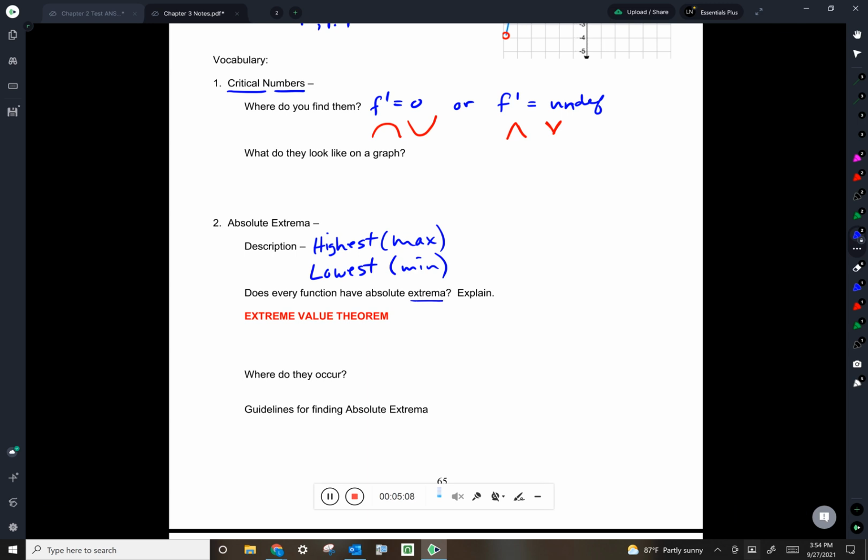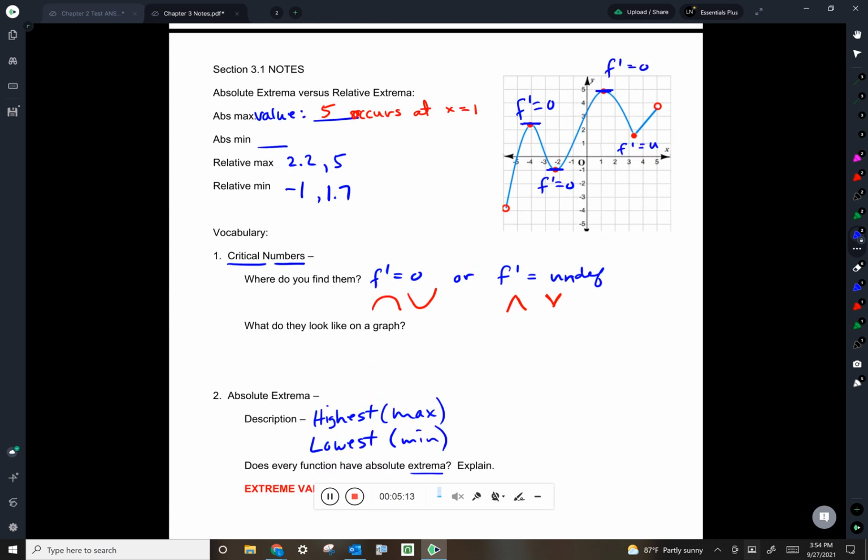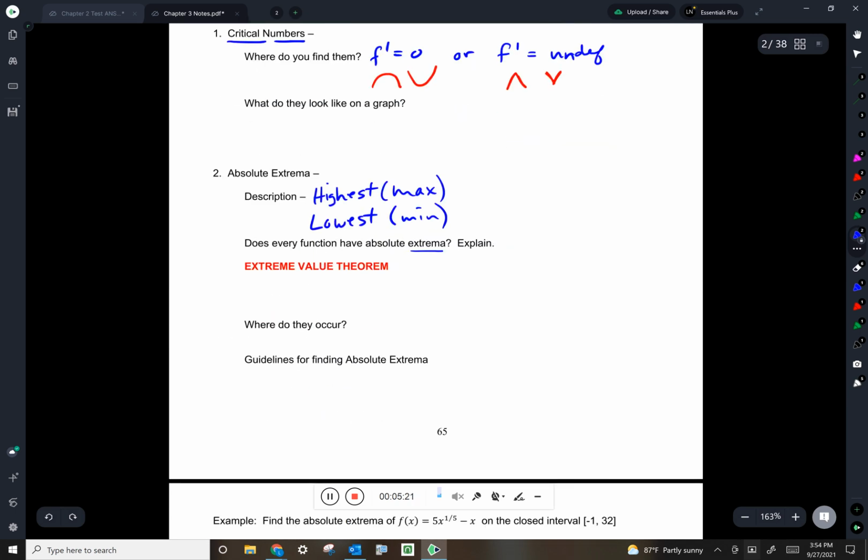So does every function have an absolute max and an absolute min? Well, the one we looked at up here, we were able to come up with the absolute max, but we were not able to come up with the absolute min because of the idea that there was a hole there. So the extreme value theorem says that you're guaranteed an absolute max and min if you have a closed interval.